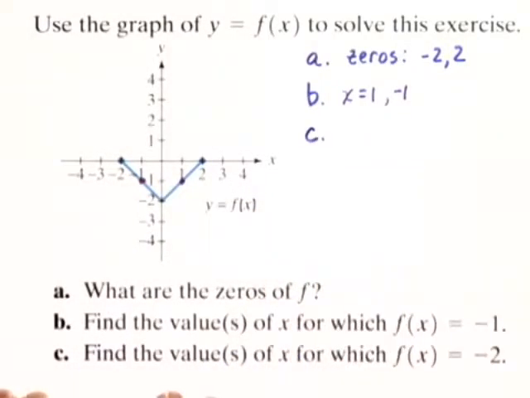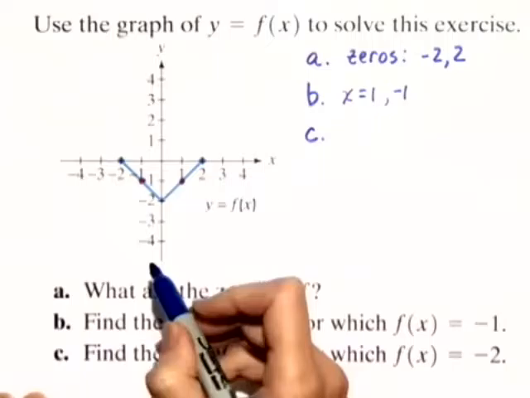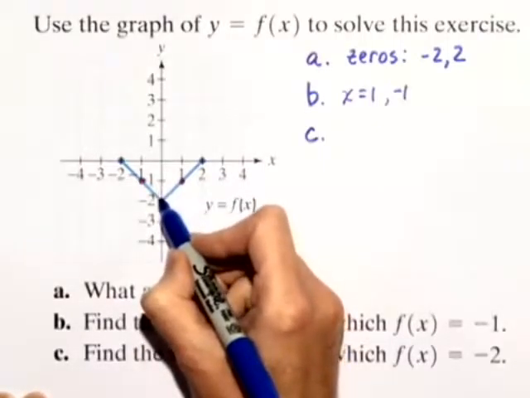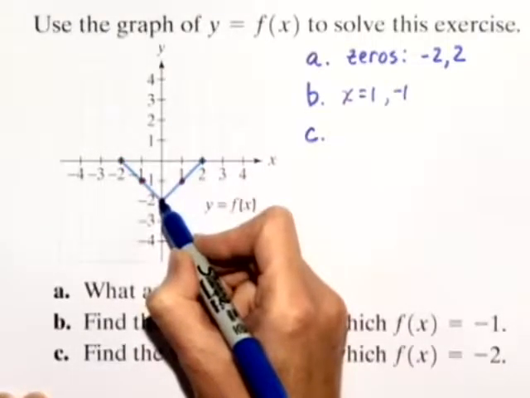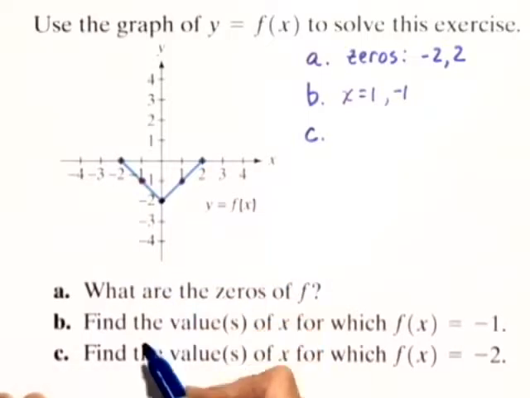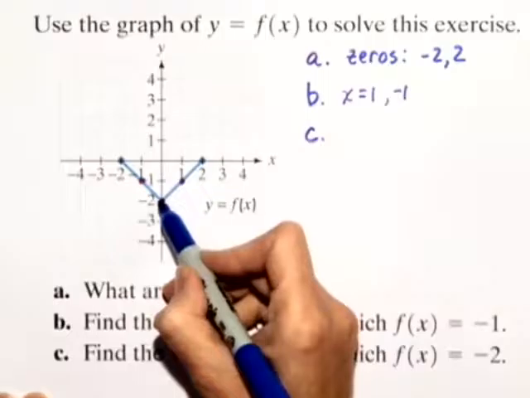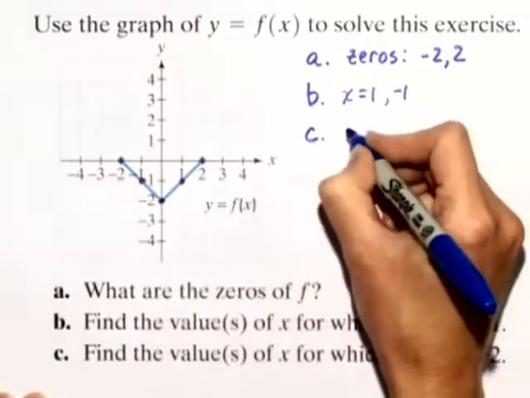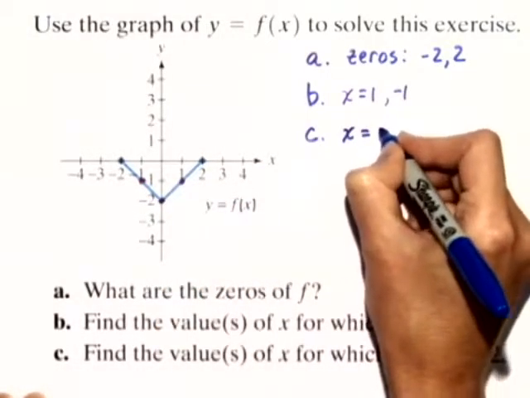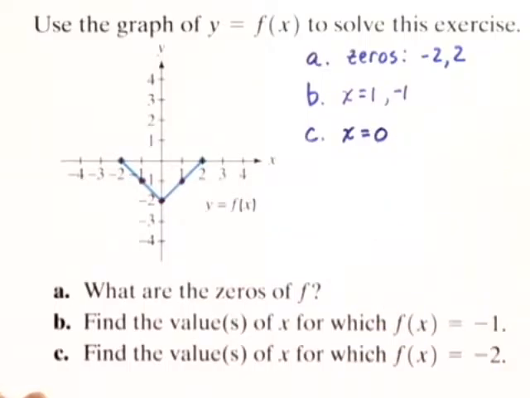In part C, it's a similar question. We want to find the values of x for which f of x is -2. So in this case, we're looking when the y value is -2. Well, there's only one time that occurs. Right here at this point, we have a y value of -2. Well, the question is, what's the value of x at that point? Since this point is really (0, -2), then the x value would be 0 when f of x is -2.